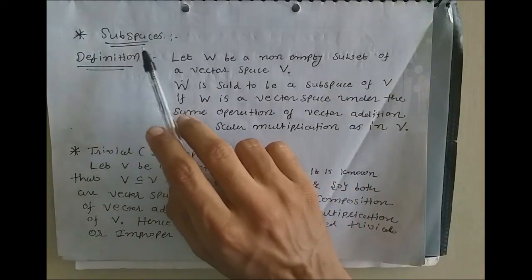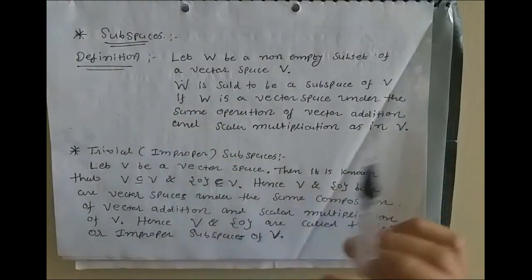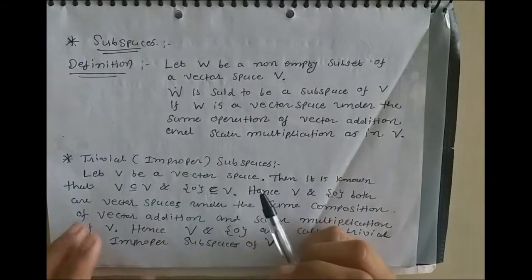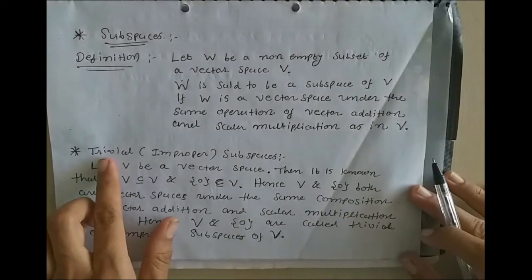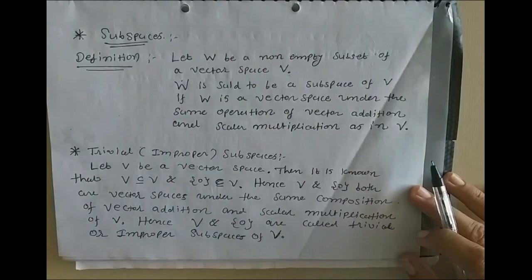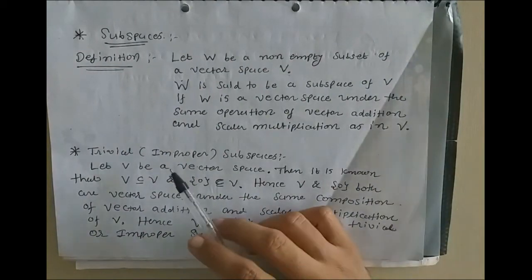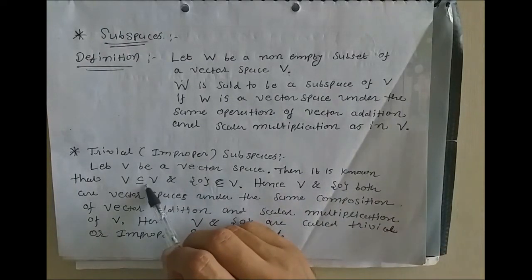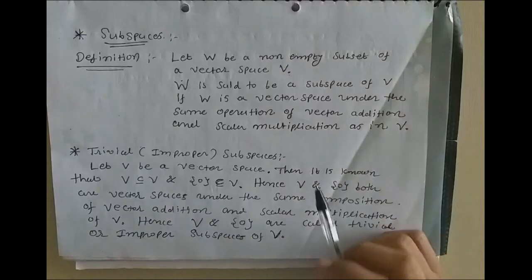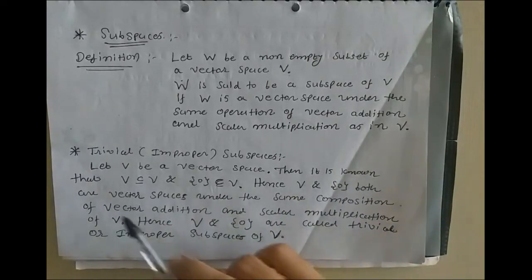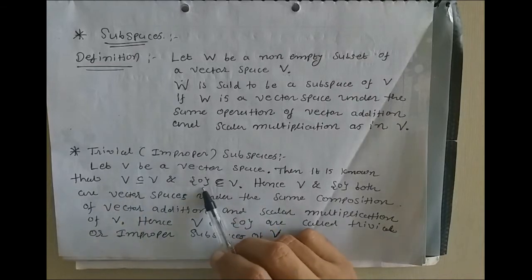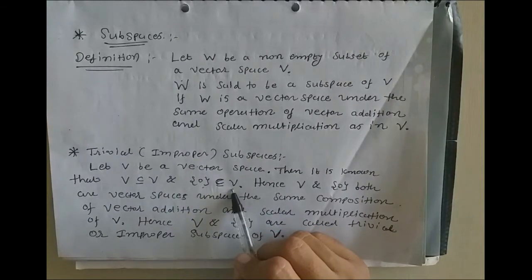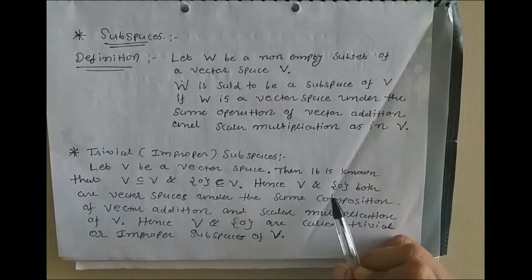So, every subspace is also a vector space. Now, these are some trivial examples, trivial or improper subspaces. Let V be a vector space, then it is known that V is a subset of V. Every set is a subset of itself. So, V is a subset of V, and singleton 0, that means the zero vector, is also a subset of V. Hence, V and singleton 0.